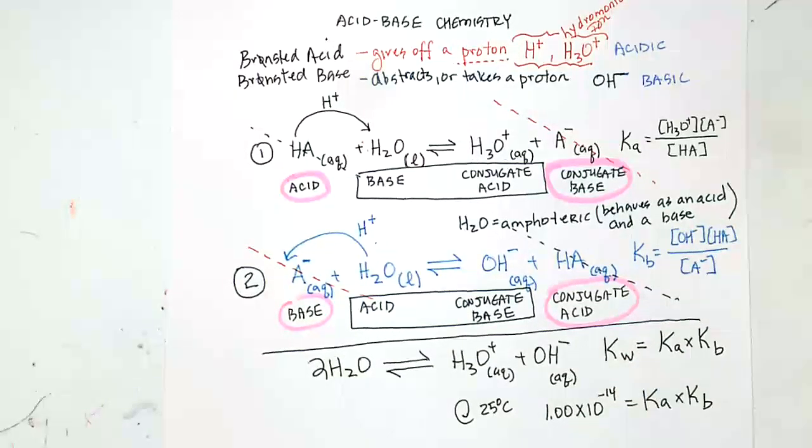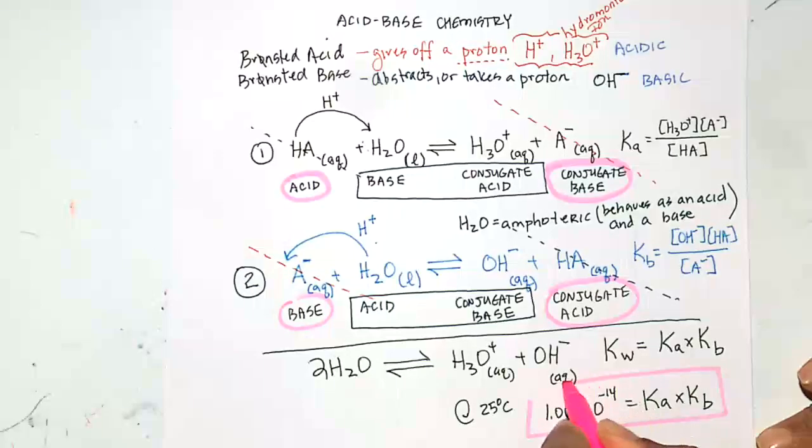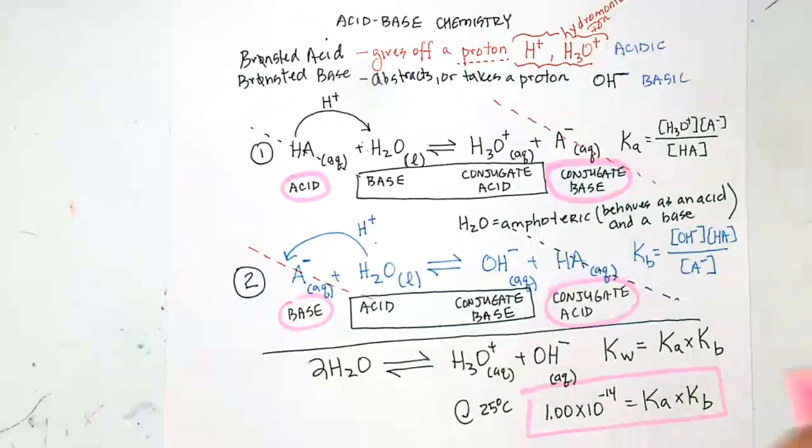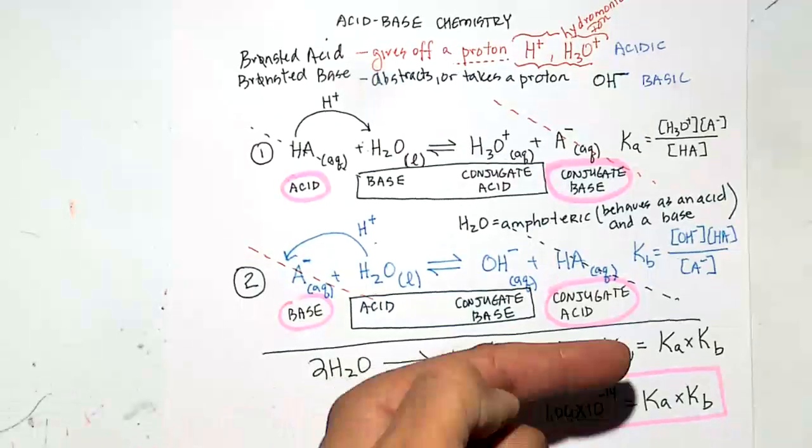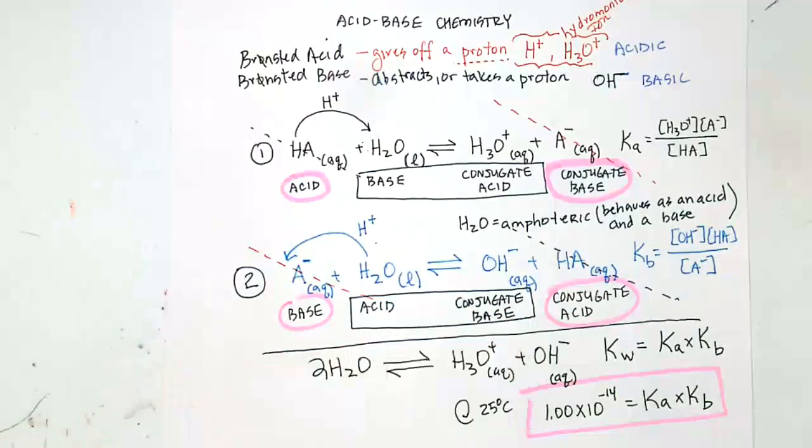So this is the first equation I'd like for you guys to know. This is the equilibrium constant Kw. The magnitude of Kw is 1.00 times 10 to the minus 14. It's very, very small. So very little water will go in making H3O plus and OH minus. Very little water will go to the product side.